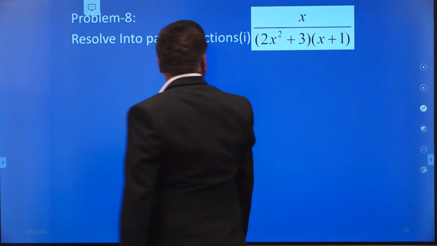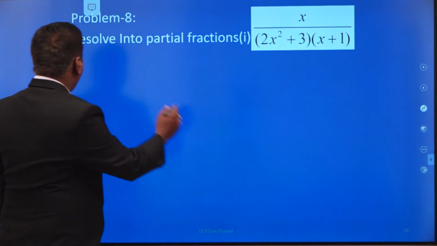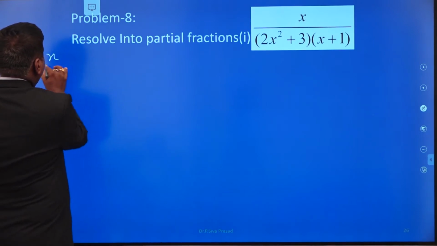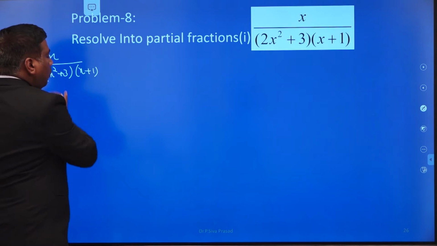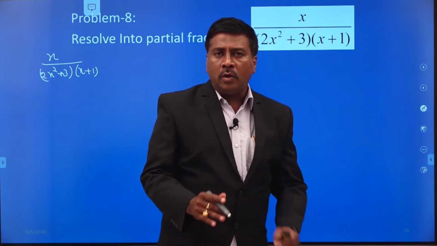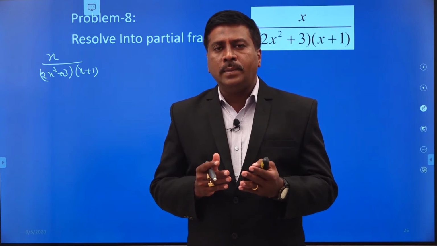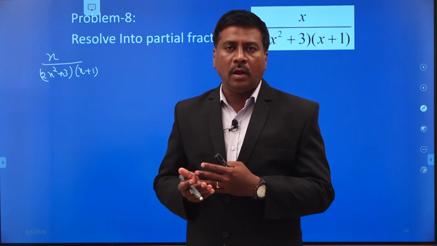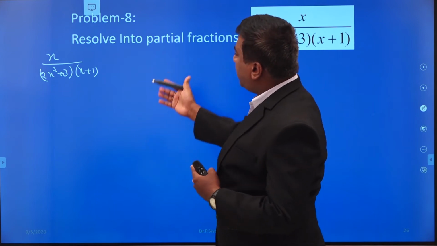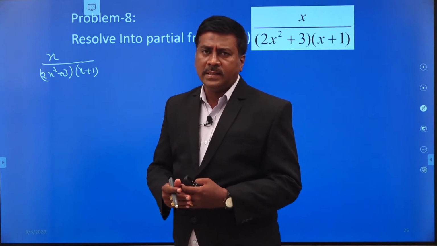Resolve into partial fractions x by 2x square plus 3 into x plus 1. This is our problem. Before doing this problem, we have to apply the mechanism to check whether the problem is eligible for resolving into partial fractions or not. That means whether this is a proper fraction or an improper fraction. We have to identify this by using simple common sense.